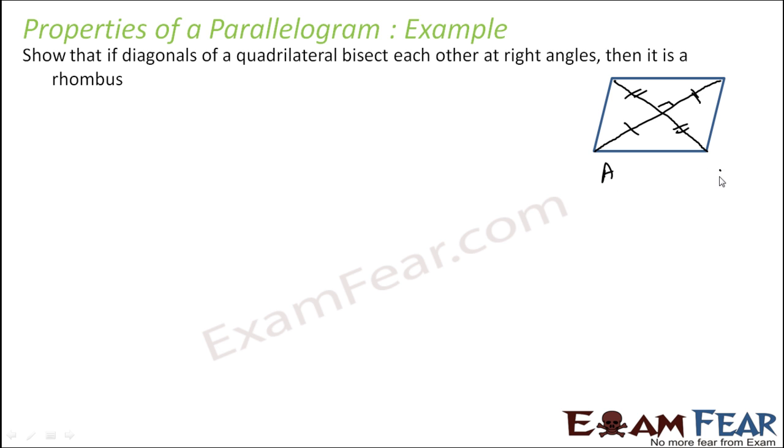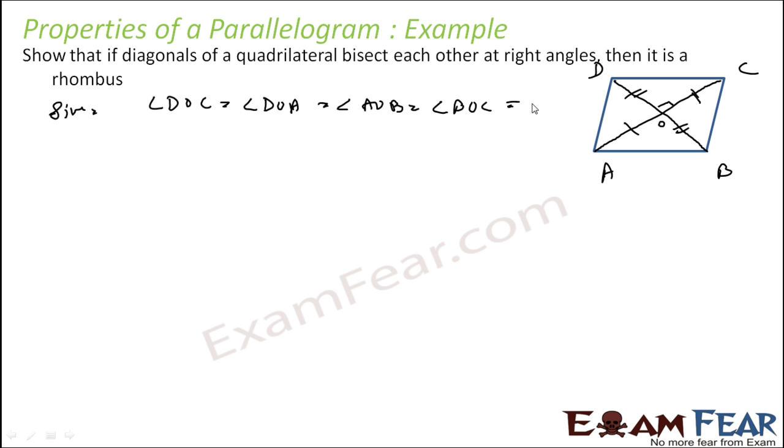Let me first write some names to it: A, B, C, D, and this point O. So what is given? Given is all these angles are 90 degrees. Angle DOC is equal to angle DOA is equal to angle AOB is equal to angle BOC, and this is equal to 90 degrees. Second thing, it is given AO is equal to OC and DO is equal to OB. These things are given. So we have to prove that it is a rhombus.